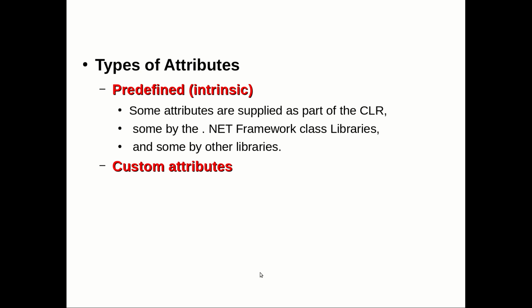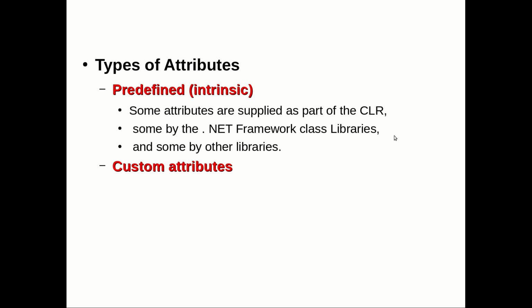Now, when you take the attributes, there are two types of attributes available. One is a predefined attribute, the other one is a custom defined attribute. Predefined attributes are already available, right? The attributes are already supplied by the common language runtime, or the attributes which are already available in your .NET Framework class library, or the attributes which are already defined by other DLL libraries of your .NET environment. These are what you call the predefined attributes, right?